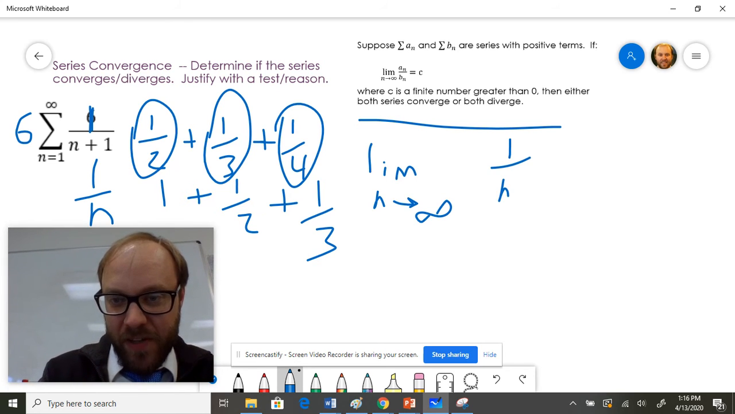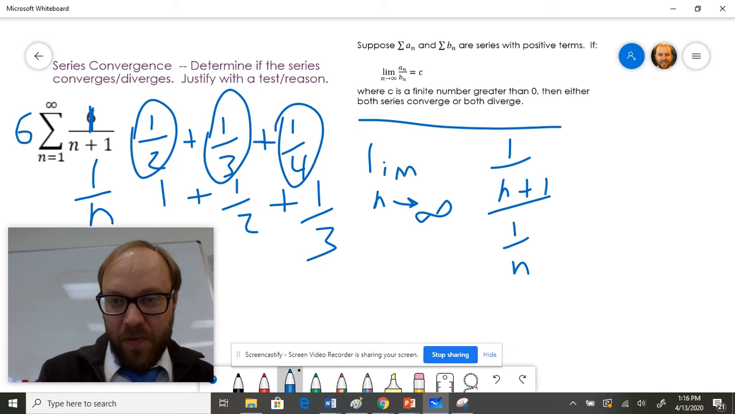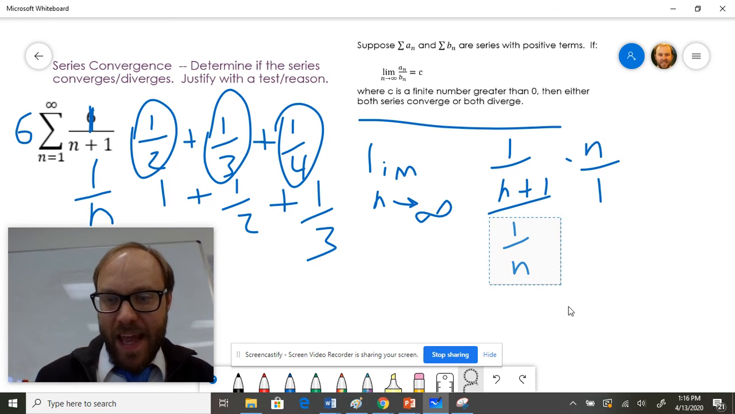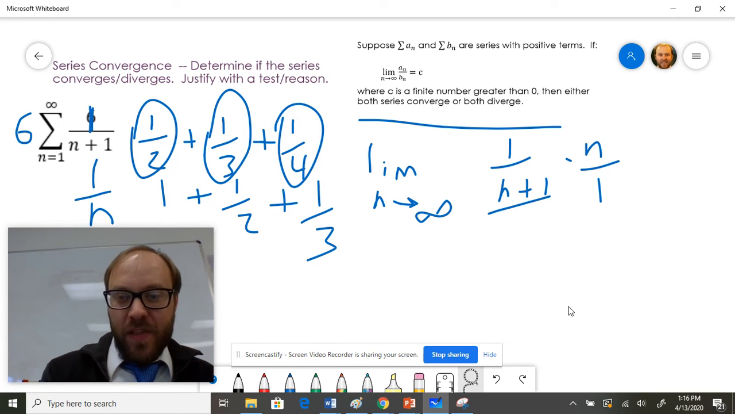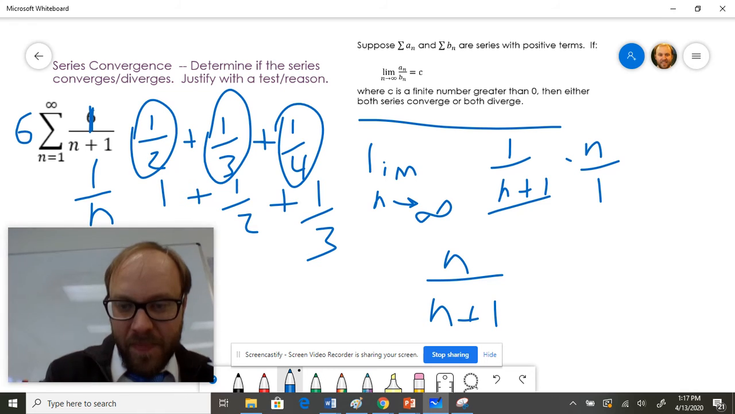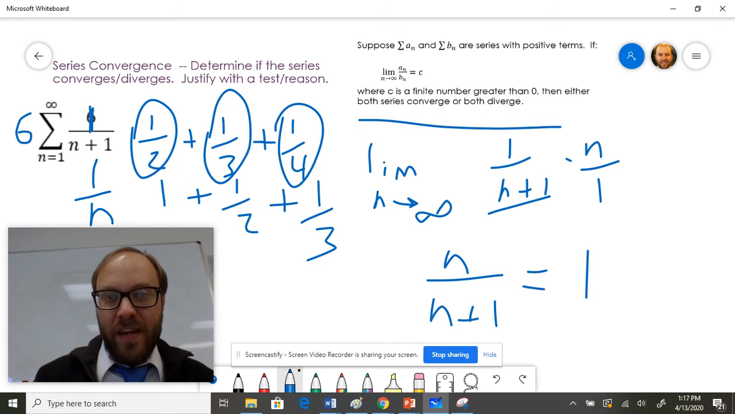So I can do 1 over n plus 1, and I can do 1 over n. Remember, dividing by a fraction is the same thing as multiplying by the reciprocal. Dividing by 1 over n is the same thing as multiplying by n over 1. And anyway, so the limit here ends up being the limit of n over n plus 1. And you can see as n approaches infinity, the 1 is going to become increasingly unimportant. It's going to end up approaching 1.